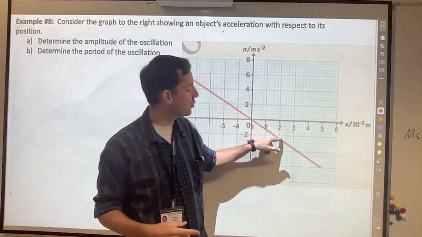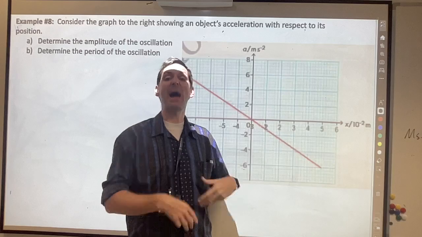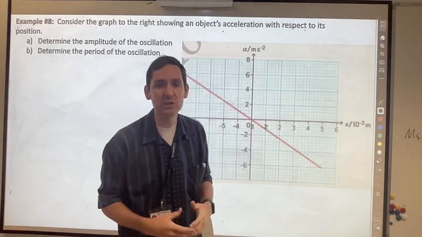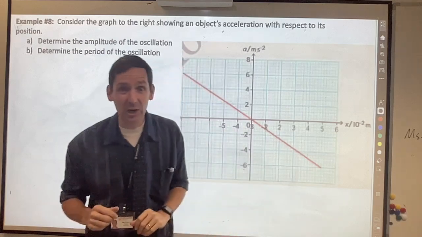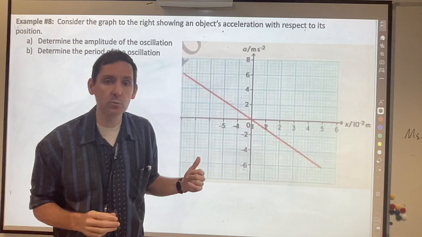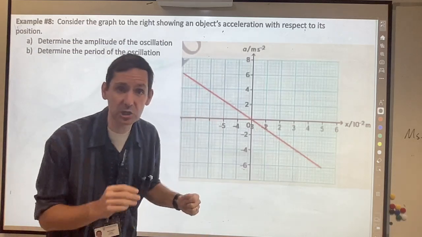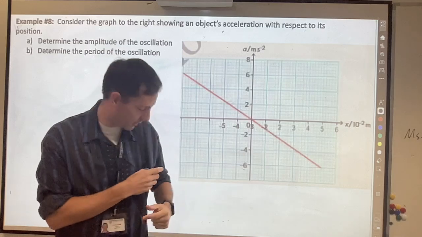The further you get away, the greater the force, and the acceleration is back in the opposite direction, which is why we have a negative slope. So that's exactly what we're going to be looking at in this question. This shows an object's acceleration with respect to its position. The first thing it asks us to do is find the amplitude of the oscillation.